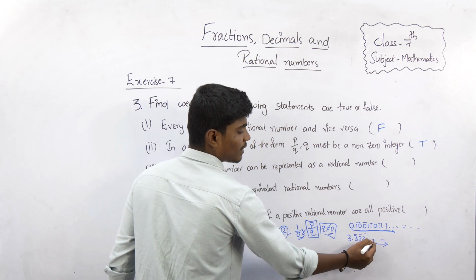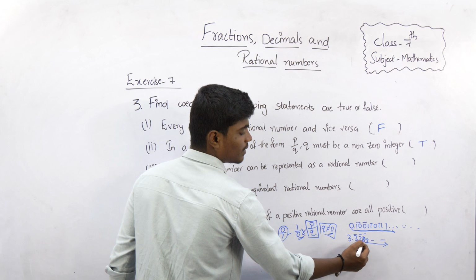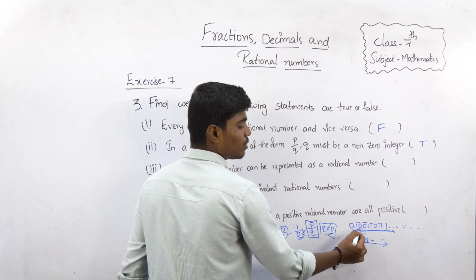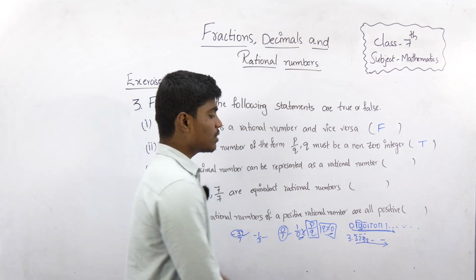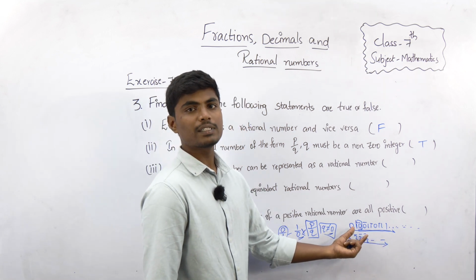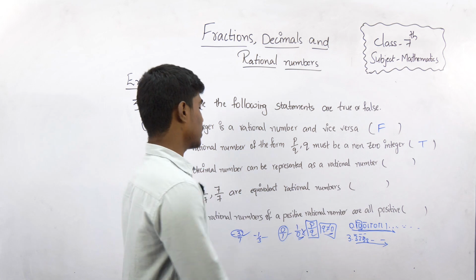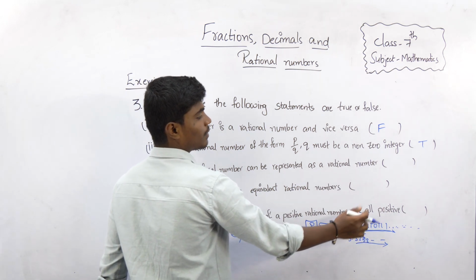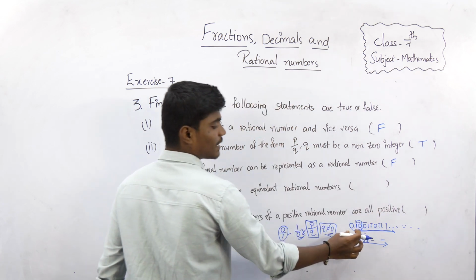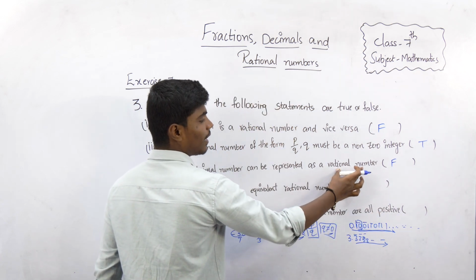In every next step, 3 is repeating. Here no set of digits is repeating: 10011011. So this can't be represented as a rational number. So this is false. This is a decimal number and can't be represented as a rational number. So false.